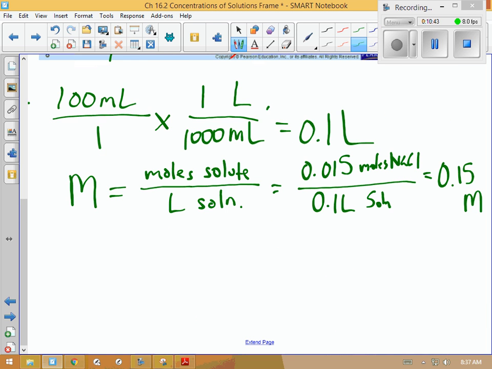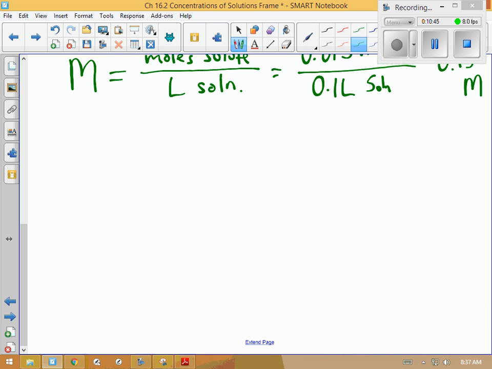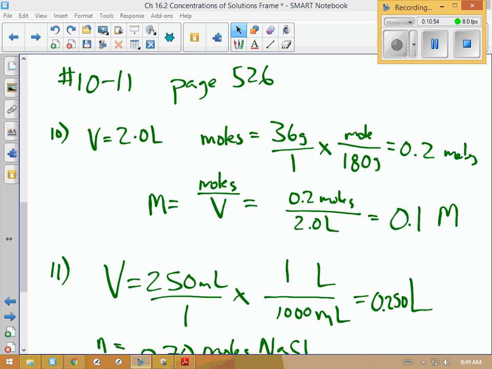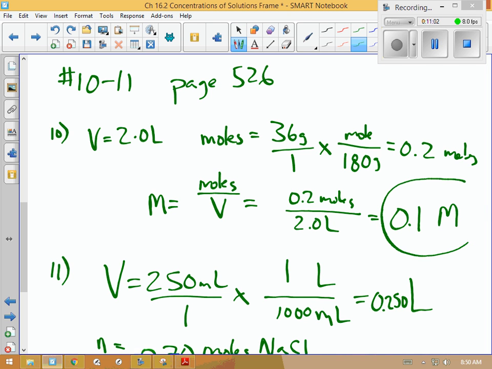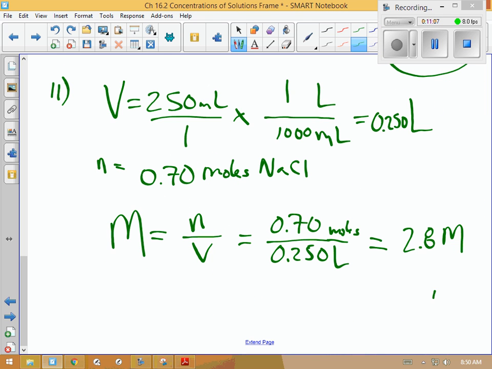Now, together we're going to work number 10 and 11 in the book. Okay, so for the guided problems that we're going to turn in at the end of class, for 10 you should have gotten 0.1 molar, and for 11, 2.8 molar. And moving forward.